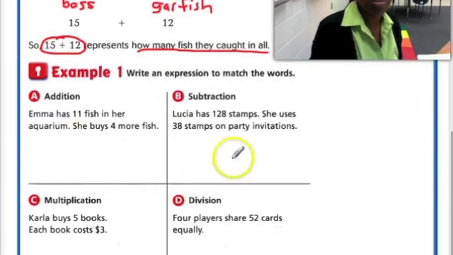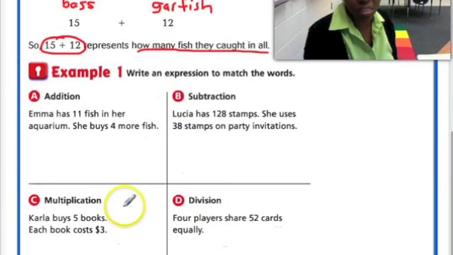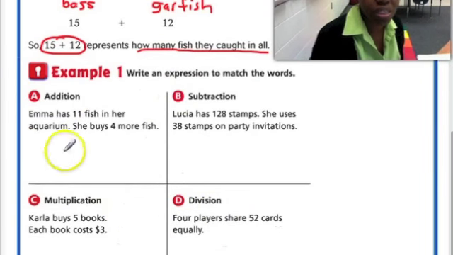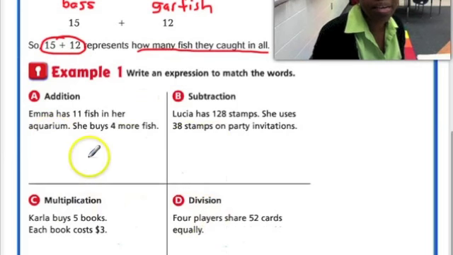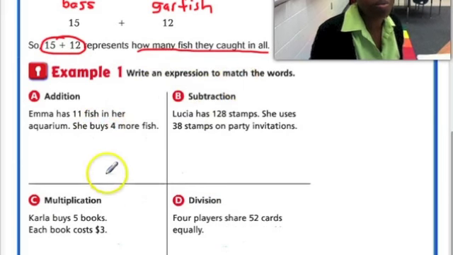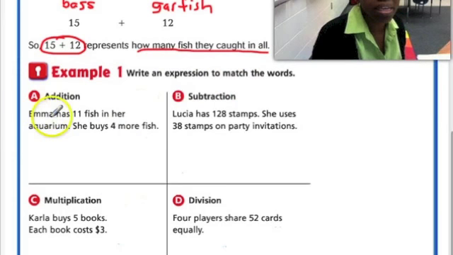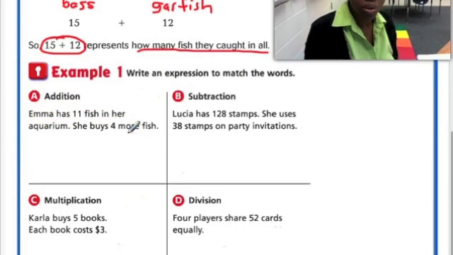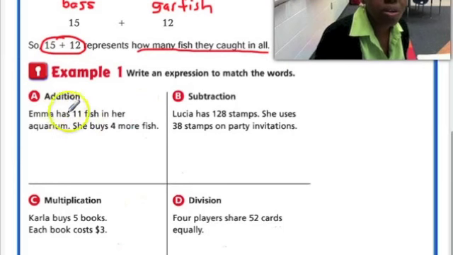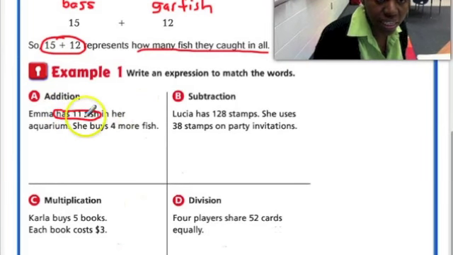Let's look at the examples with the 4 operations that we're accustomed to seeing: addition, subtraction, multiplication, and division. None of these examples have questions attached to them. We just want to know what expression matches the words. Write a numerical expression. Emma has 11 fish in her aquarium. She buys 4 more. So it's Emma with her fish. We know that she has 11 fish right now. That's what she has right now, so that's what we start with.